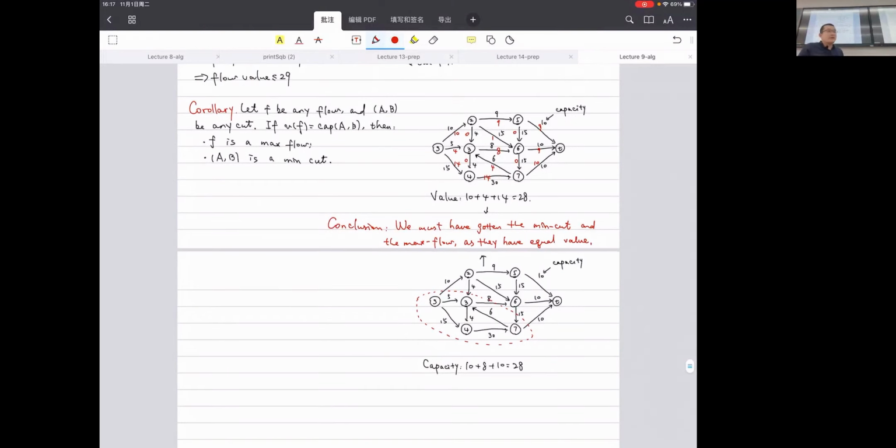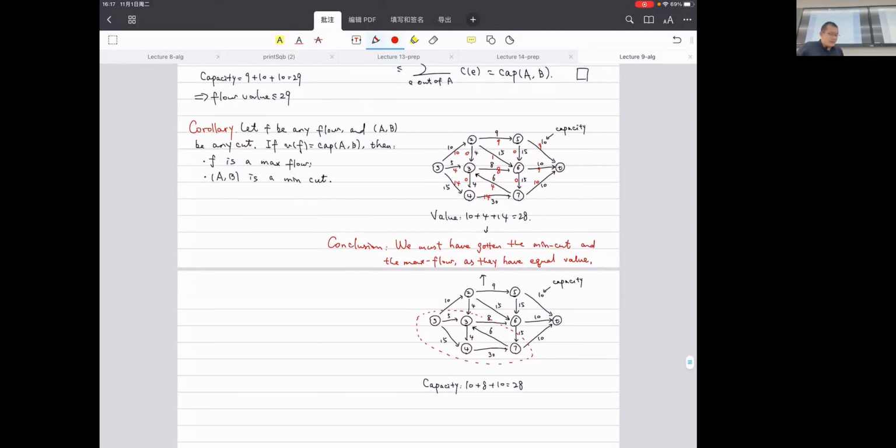Okay, so any question about this corollary and this observation? As long as we can find a flow and a cut whose values are equal, we simultaneously solve the max flow and the min cut. The min cut and the max flow. So any question about this?